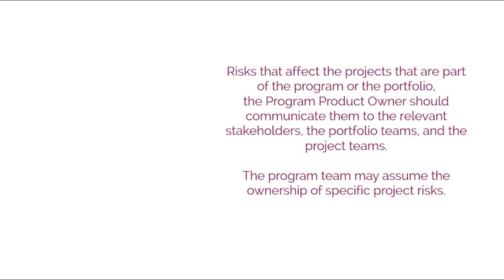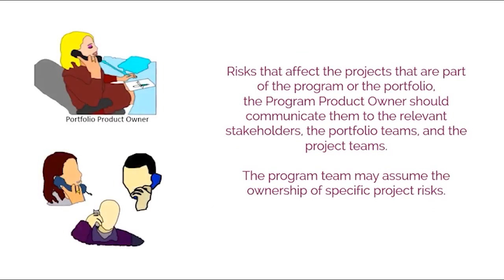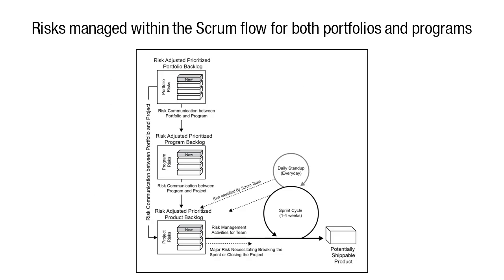2. Whenever there are risks that affect the projects that are part of the program or the portfolio which the program is part of, the program product owner should communicate them to the relevant stakeholders, the portfolio teams, and the project teams. In some cases, the program team may have to assume the ownership of specific project risks. Figure 7.6 demonstrates how risks can be managed within the Scrum flow for both portfolios and programs.